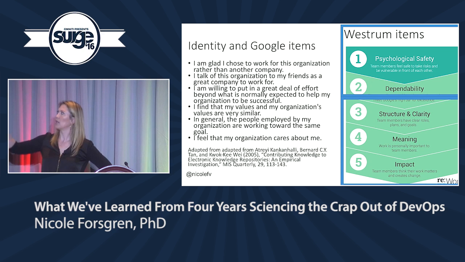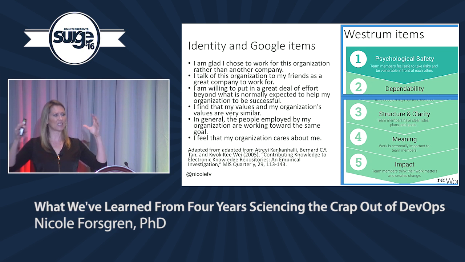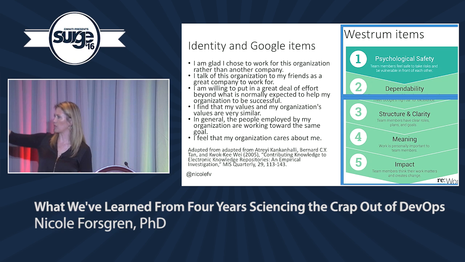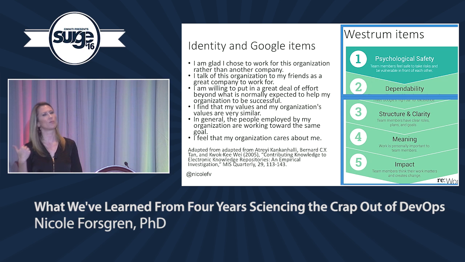The Google items split in half. When I tried to load them in the statistical card sorting task, the bottom half loads with the identity items: structure and clarity, meaning and impact of your work. And the top two items, psychological safety and dependability, loaded with Westrum. And so you actually don't see the Google items show up in the report because we just tossed them. We kept Westrum and we kept identity.